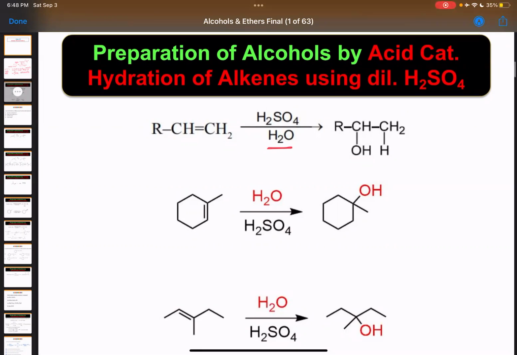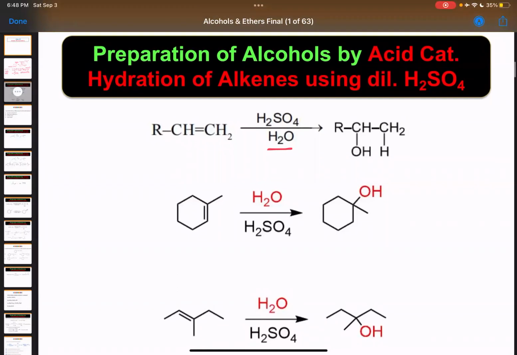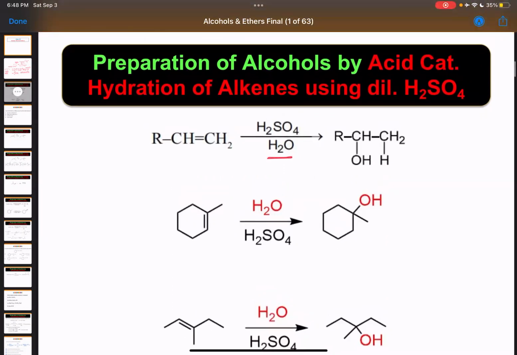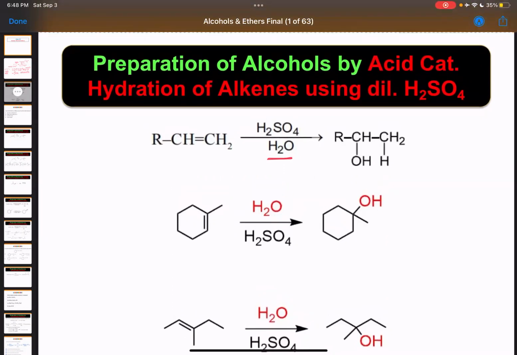So while writing in the book, we can write, okay, this is H plus and OH minus. But actually how much is it happening? Very little. So you need some external help. You need some help from acid. You put some acid which can give H plus, and H2SO4 is a common acid which can give H plus, right? So you put H plus externally, that acts as a catalyst, and that helps the breaking of the pi bond.